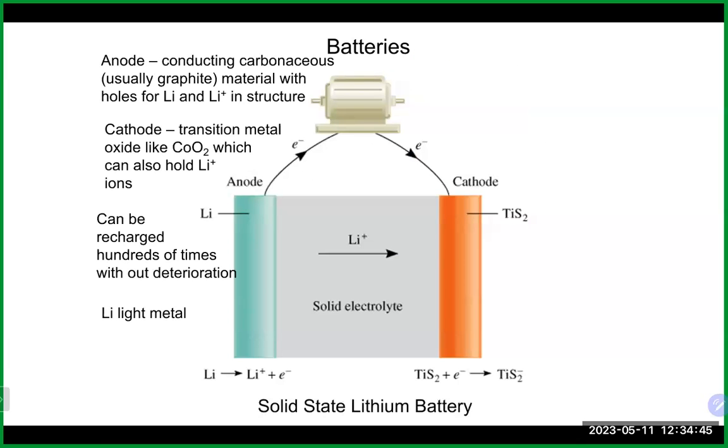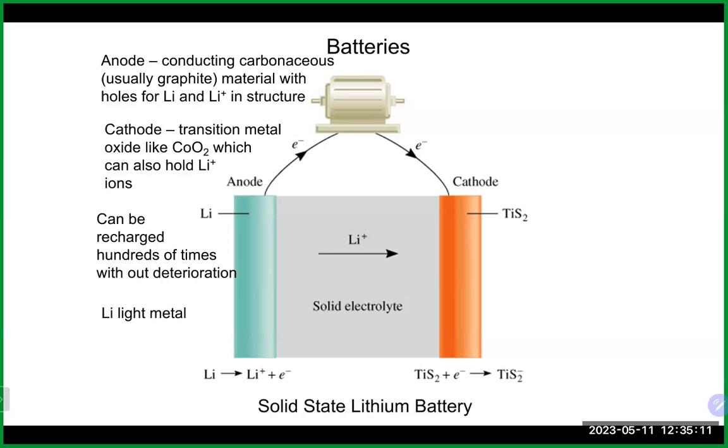This is a lithium battery, and a lithium battery has an anode that has some type of carbon material like graphite, and has holes in it that allows the lithium ions to flow to the other side. The cathode in these type of batteries has some type of transition metal that's big enough to hold those ions that are coming across to the other side. The nice thing about this is it can be charged hundreds of times without deterioration.